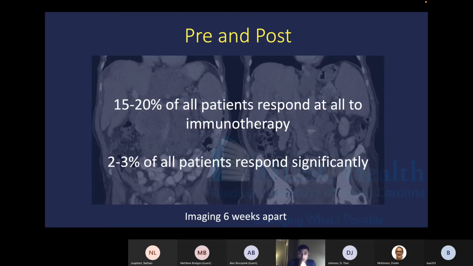So, you know, not all patients respond to immunotherapy. 15 to 20% of all patients actually do, but some of them respond so well that they get a tremendous amount of survival. And the ones who do respond, all of them get excellent survival out of it.